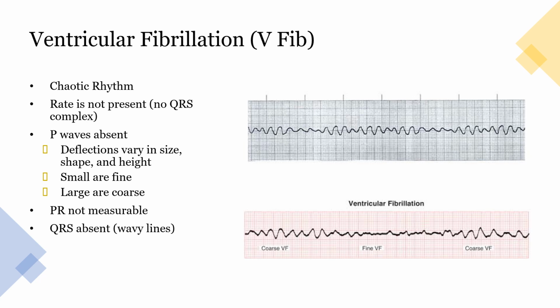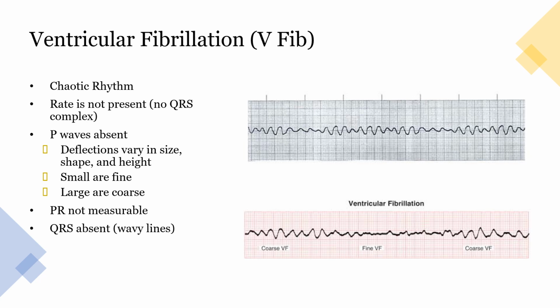So this is worse for our patient. Fibrillations are always irregular, a chaotic rhythm. We can look at this and say there's no regular pattern that goes with this. The rate is not present, so there are really no QRS complexes that are there. We can't really tell what's going on. We can tell that there's some irregularity and some quivering going on.